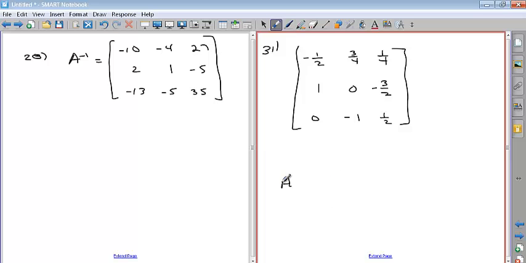the inverse of this matrix is going to be -12, -5, -9, -4, -2, -4, -8, -4, -6. Let's double check that. Problem number 31.